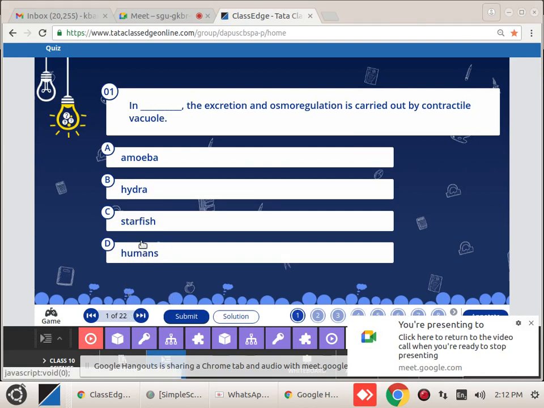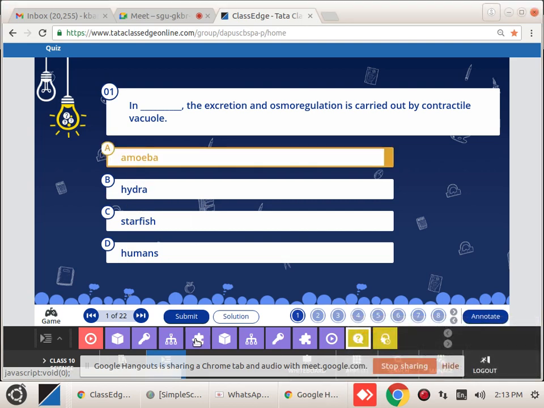Like the first question I am going to take: excretion and osmoregulation is carried out by contractile vacuole. When we talk about contractile vacuole, that means protozoa must come into your mind. Among amoeba, hydra, starfish, humans, which is the protozoan? That is amoeba. Okay, so we have to submit this. Next question, number 2.